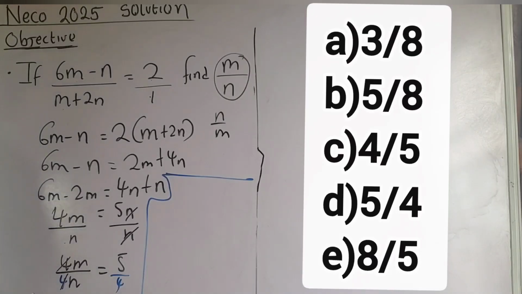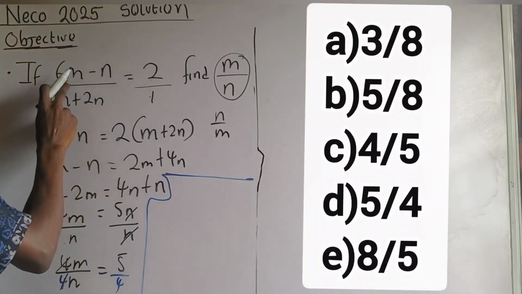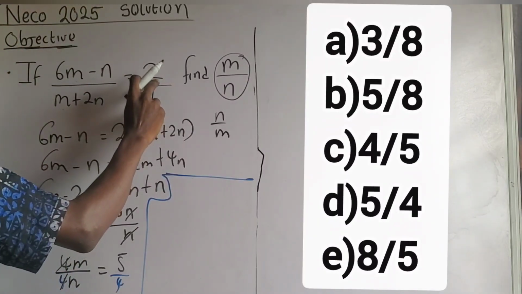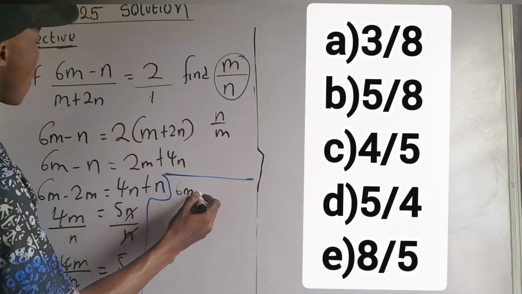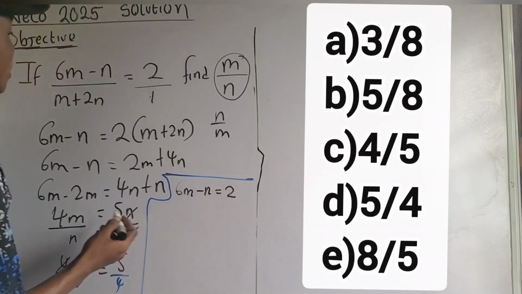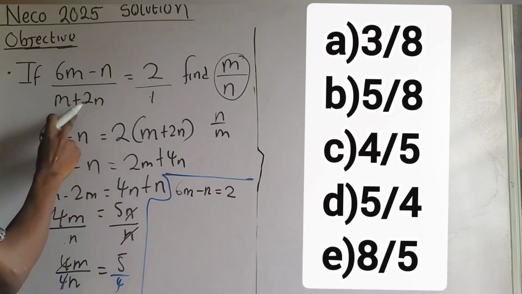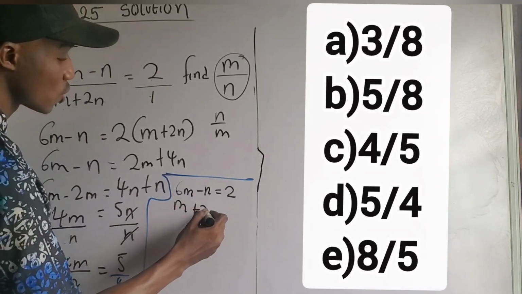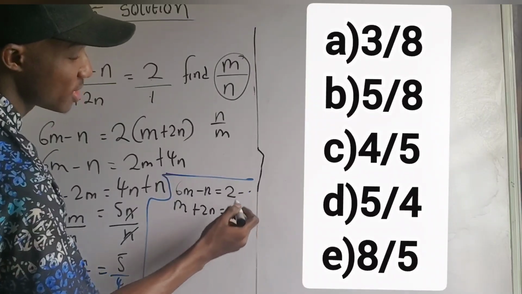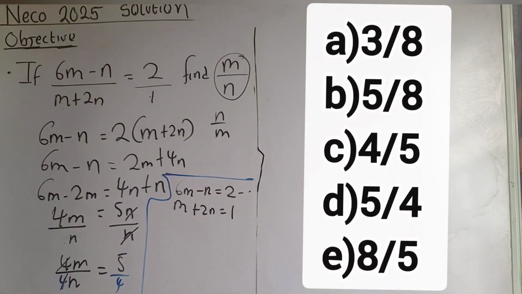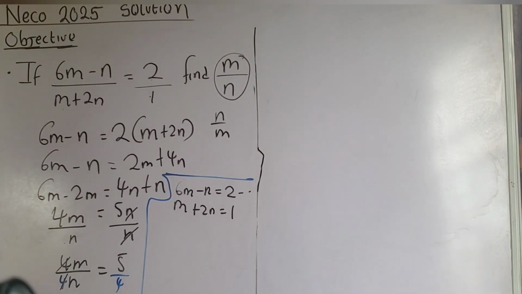So you didn't have any problem with that. But this is what I'm trying to say. If 6m minus n equals to 2, equate it. 6m minus n equals to 2. Then for the denominator, you're going to have m plus 2n equals to 1. Then you solve the equations simultaneously. You're going to have m equals to 5 and n equals to 4. Do you understand? So another method to do that is that.